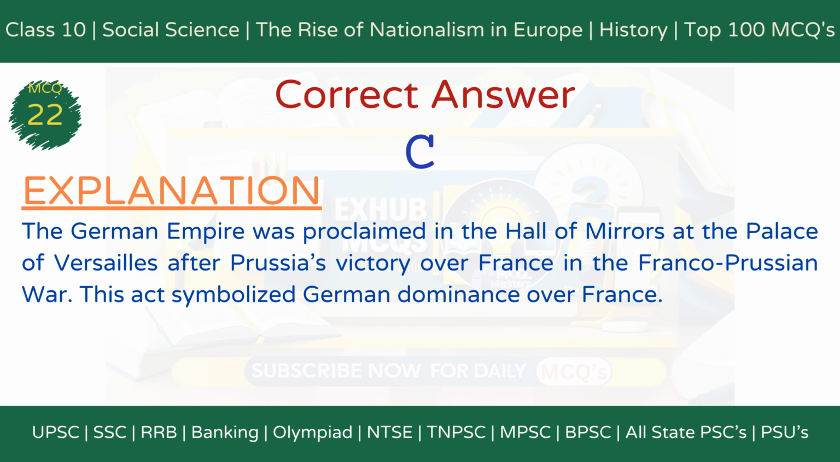The correct answer is option C, Versailles. Explanation. The German Empire was proclaimed in the Hall of Mirrors at the Palace of Versailles after Prussia's victory over France in the Franco-Prussian War. This act symbolized German dominance over France.